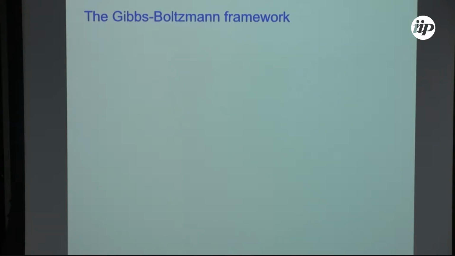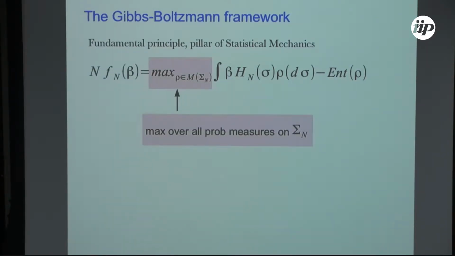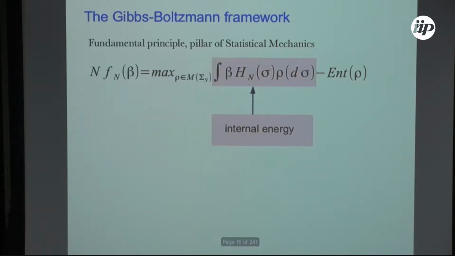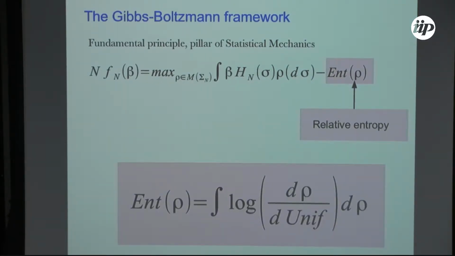And I would like to recall, and this is of course well known, this Gibbs-Boltzmann framework, which is somehow the fundamental principle of statistical mechanics, which relates the free energy, so the logarithm of the partition function, with a representation of the free energy in terms of a variational principle. So it's given by the maximum over all probability measures on the configuration space of the internal energy minus the relative entropy, which is of course the integral of the log of the Radon-Nikodym derivative.